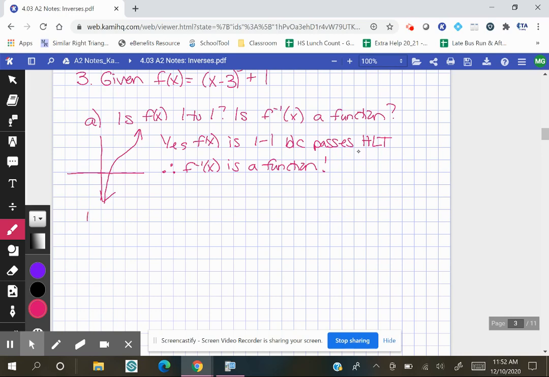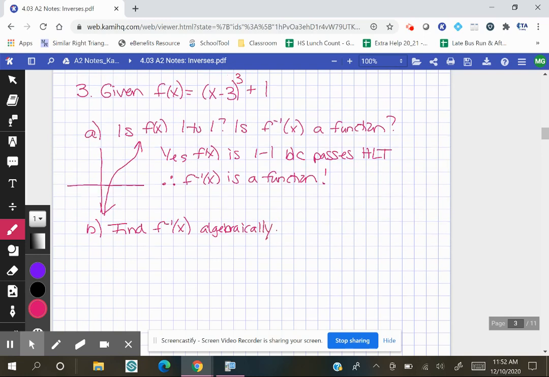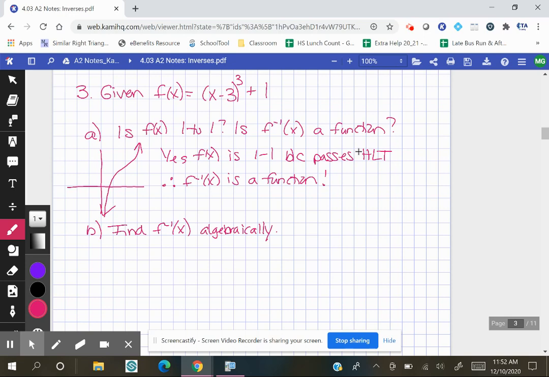Okay, that's letter A. Now I want you to find the inverse algebraically. So first thing we'll do is step 1, replace our f of x with a y. So I have y equals (x minus 3) to the third plus 1. Pause the video, see if you can remember what to do next. All right, hopefully you said switch your x and your y. So x equals (y minus 3) to the third plus 1.